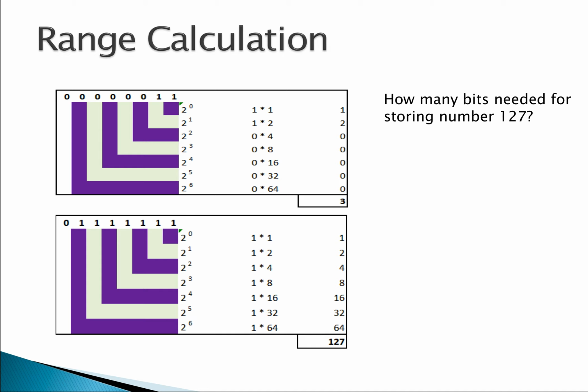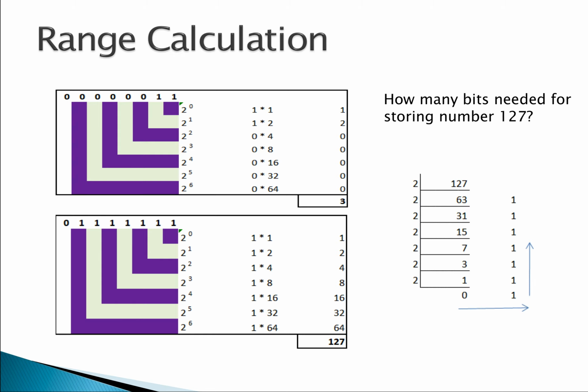So the reverse calculation is, say if I want to store a number 127, how many bits would I need? For that, you have to convert that decimal number into binary so that you know how many bits are needed. So how do you convert a decimal into binary? Just divide by 2 continuously and take the remainders.